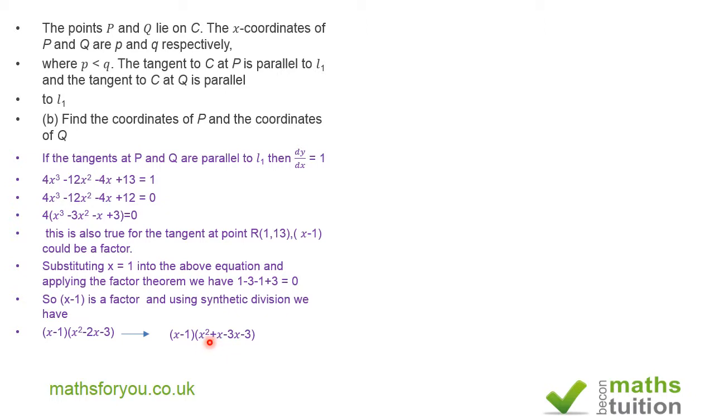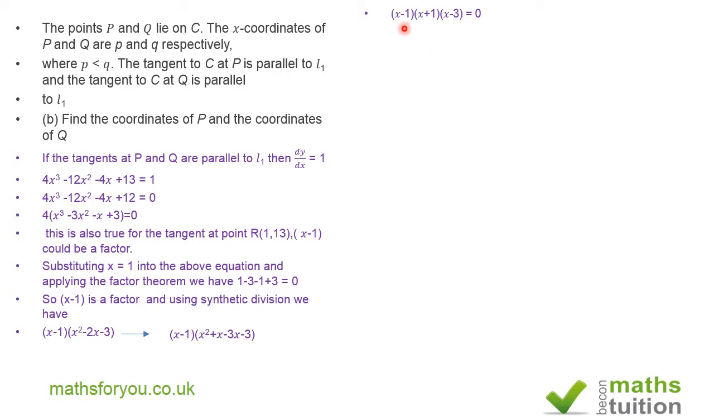If I factorize this group here, this little x squared plus x, I get x into x plus 1. Similarly, if I factorize this little bit here of minus 3x minus 3, I get minus 3 into x plus 1. Now both groups have got x plus 1 in common. So when I combine, I end up with x minus 1 into x plus 1 into x minus 3 is equal to 0.